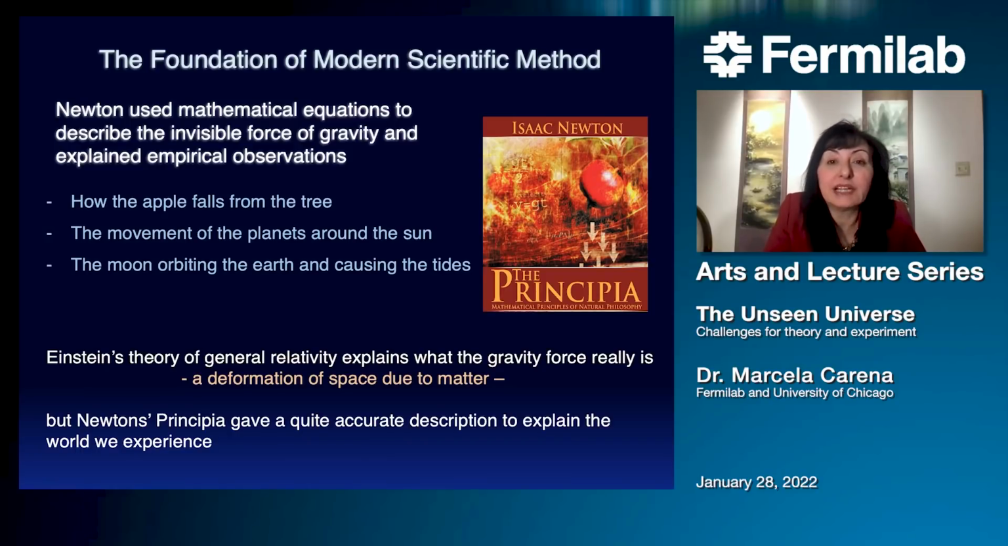Okay, so everything we do as theorists is following the scientific method invented by Isaac Newton. Newton used mathematical equations to describe the invisible force of gravity and explained empirical observations. For example, the apple falls from the tree, the movement of the planets around the sun, and the moon orbiting the earth and causing the tides.